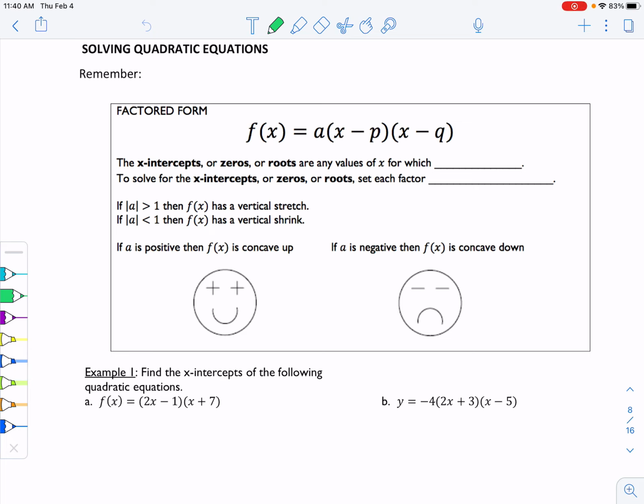We have looked at our factored form before, and from our factored form we figured out how to use our x-intercepts, but we're going to build on that a little bit and talk about it in relation to solving our quadratic equations. Okay, so remember our factored form looks like this.